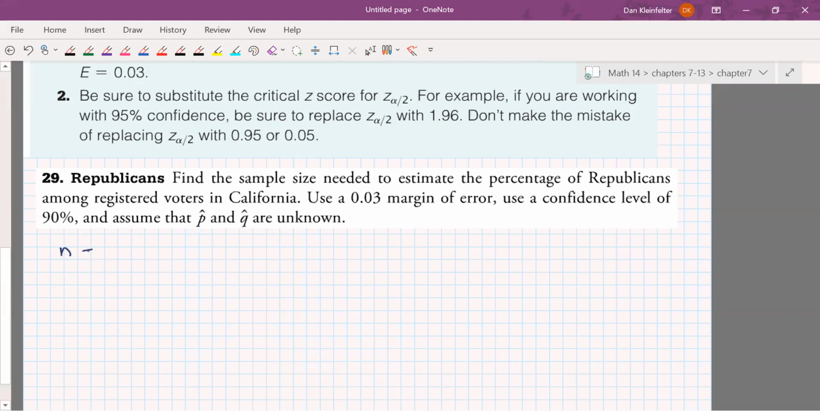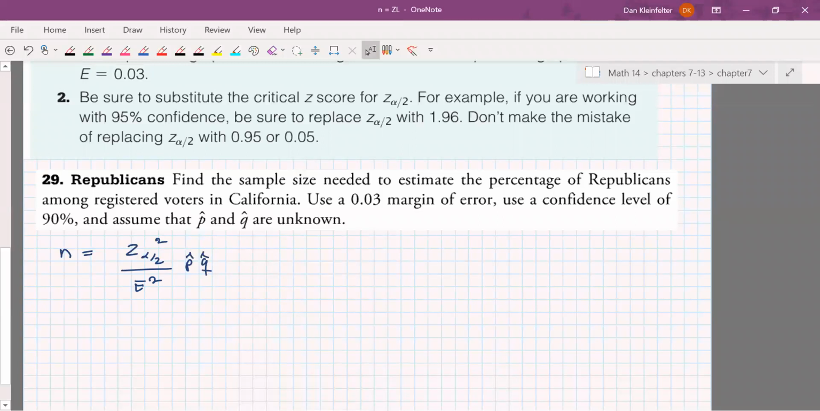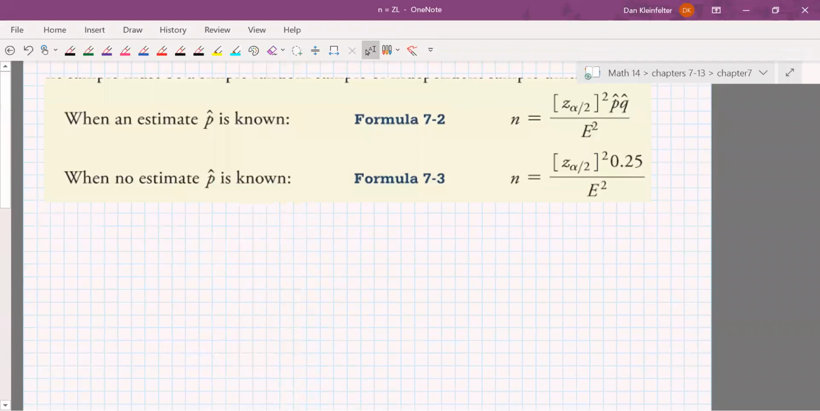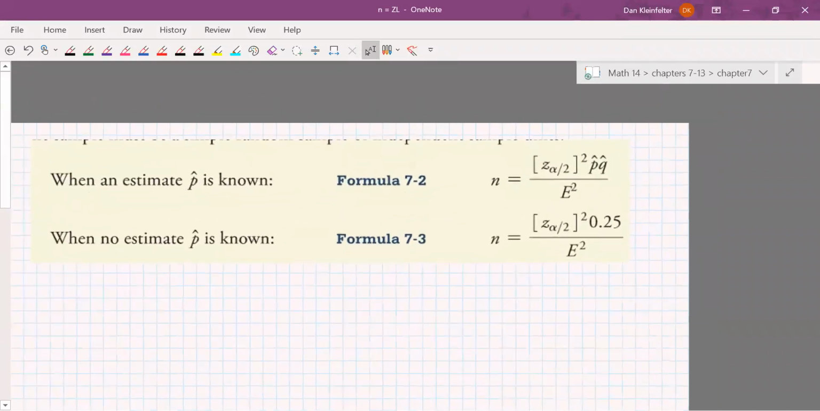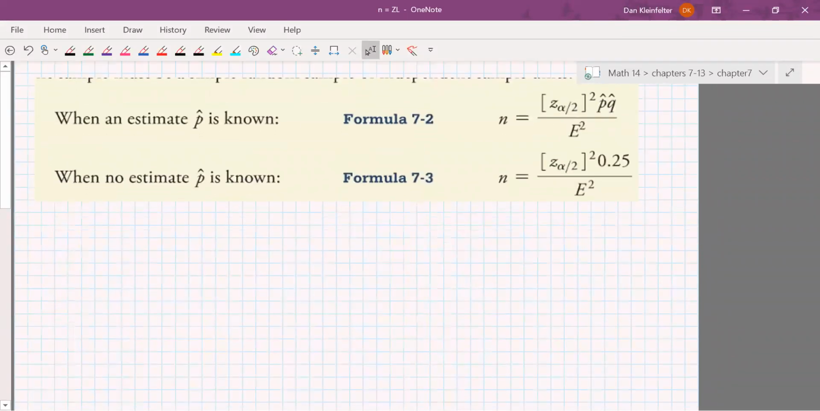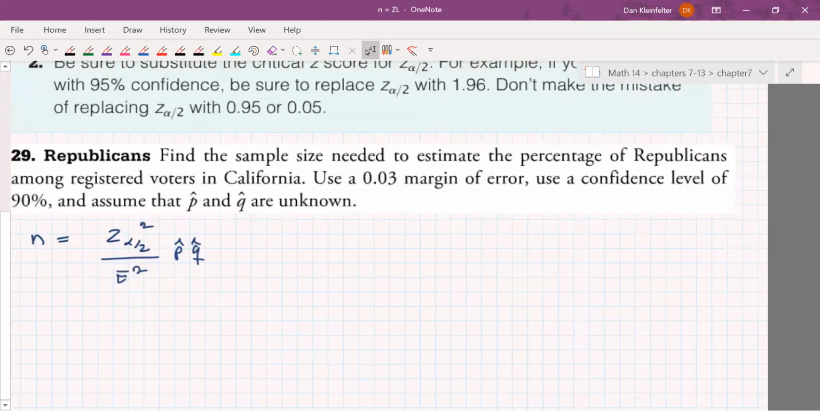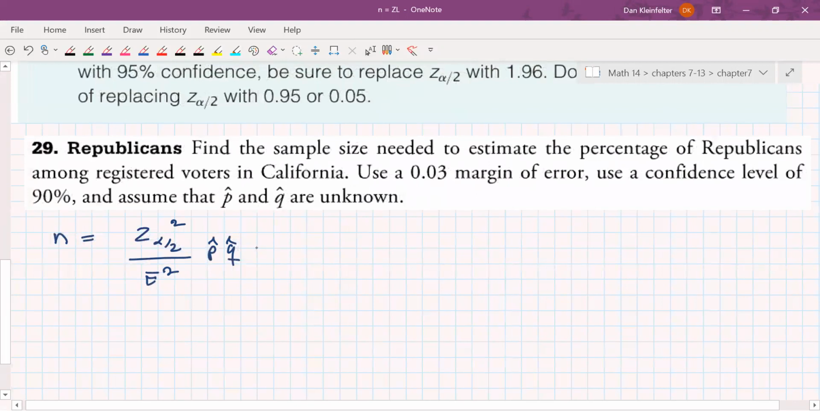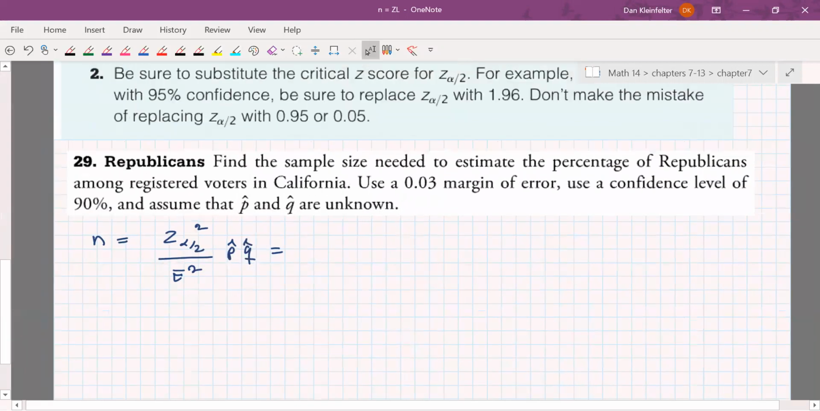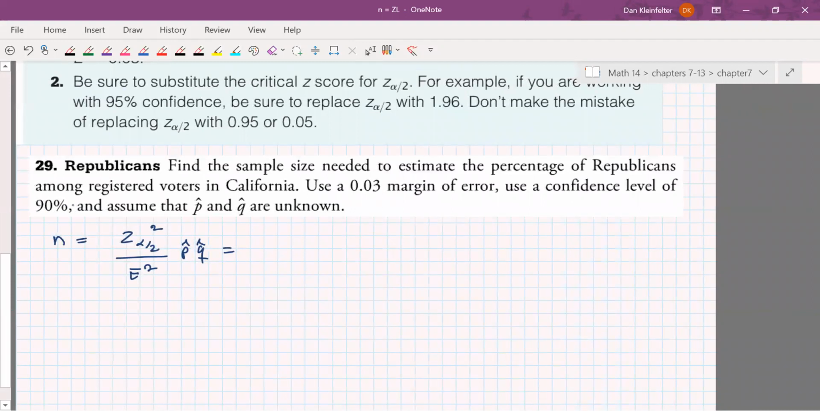So N is going to be Z alpha over 2 squared over E squared times P hat Q hat. Again here, we're told that P hat and Q hat are unknown. And so instead of having a P hat, Q hat, we're using 0.5 for both. Assume that P hat and Q hat are unknown. All right, so we want a confidence level of 90%.